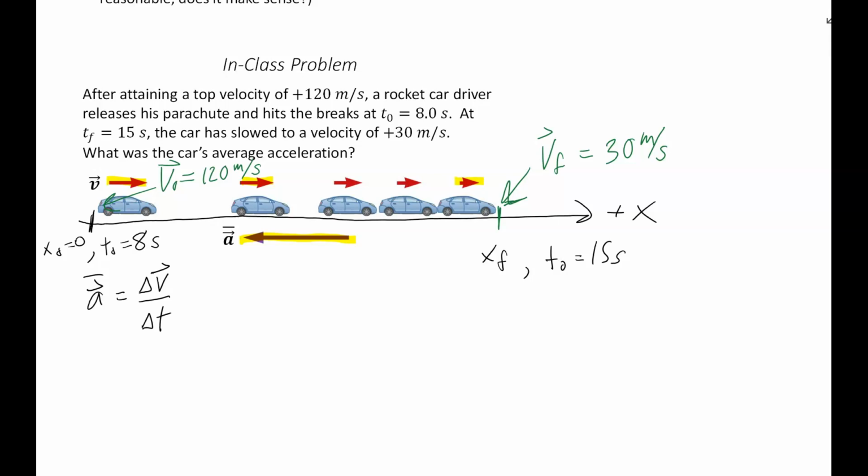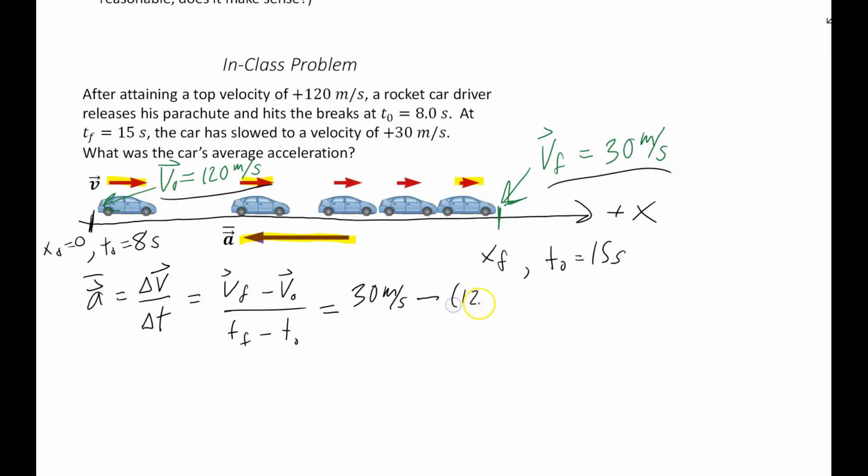Let's figure out what delta v is. So to rewrite this equation in another way, remember delta v means v final minus v initial. And delta t means t final minus t initial. So we can plug these numbers in since we know all four of these. What's v final? There it is, 30 meters per second, and v initial, there it is. From the equation, it's minus, and then we've got 120 meters per second for v initial.